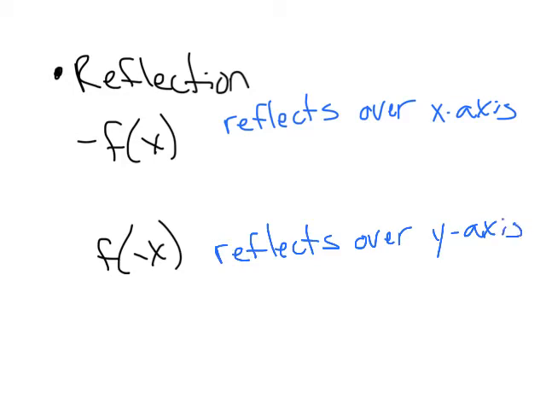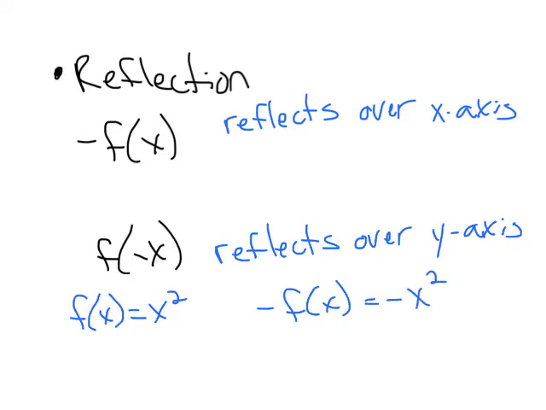If I think of a parabola again, and I start with f of x is equal to x squared, if I apply this reflection and make a negative f of x, that means it's negative x squared. Well, we know when the coefficient in front of the x squared term is negative, the parabola opens down. And that's essentially what this reflection does. Every y value is now negated, and the parabola will open down.